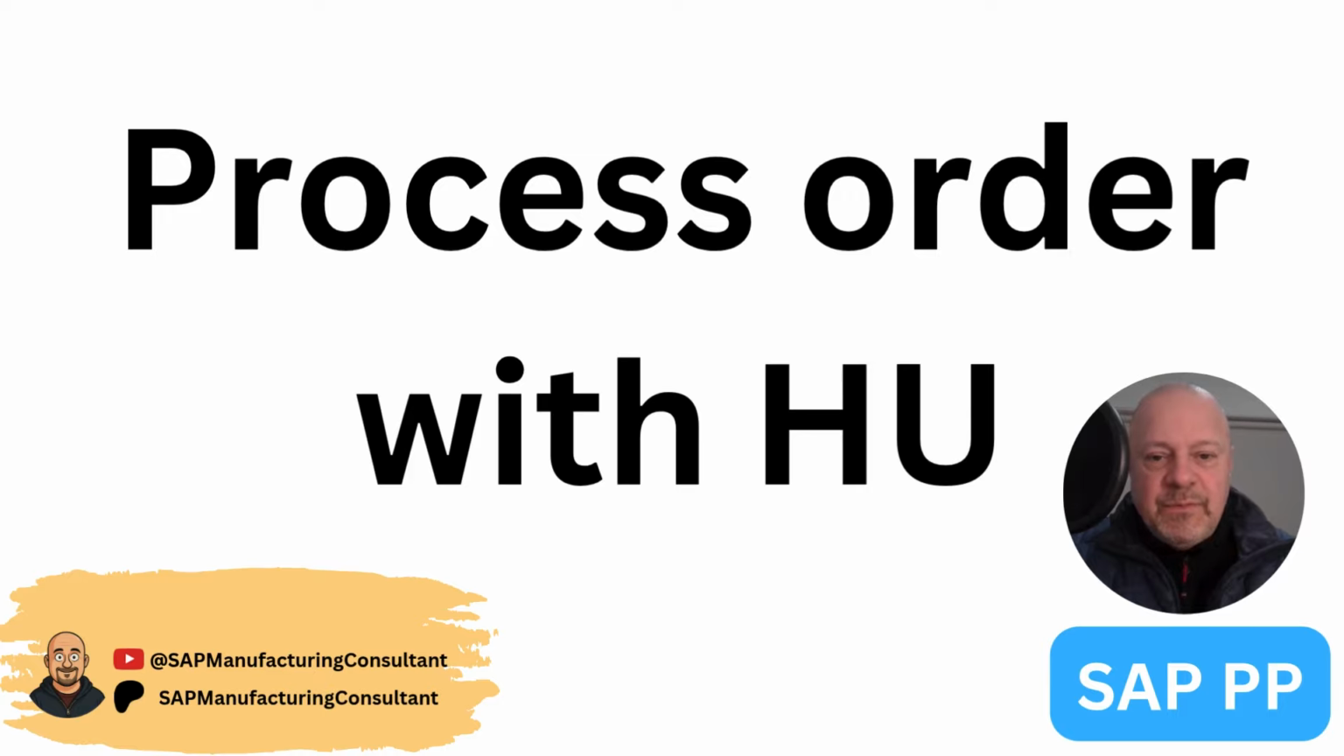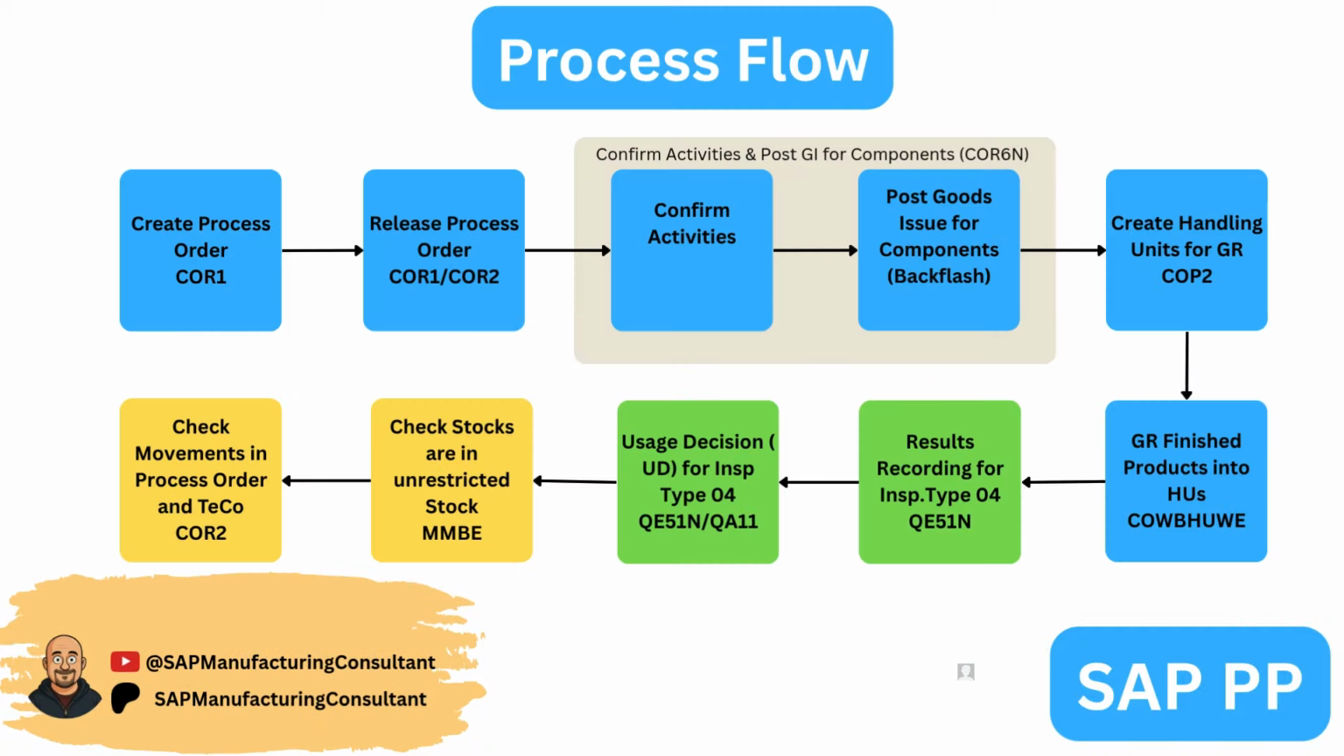This time we're going to be running a process for a process order with handle units. This is our process flow. We're going to be creating the process order, and then we'll release the process order. We will see a few other processes that are running when we are releasing.